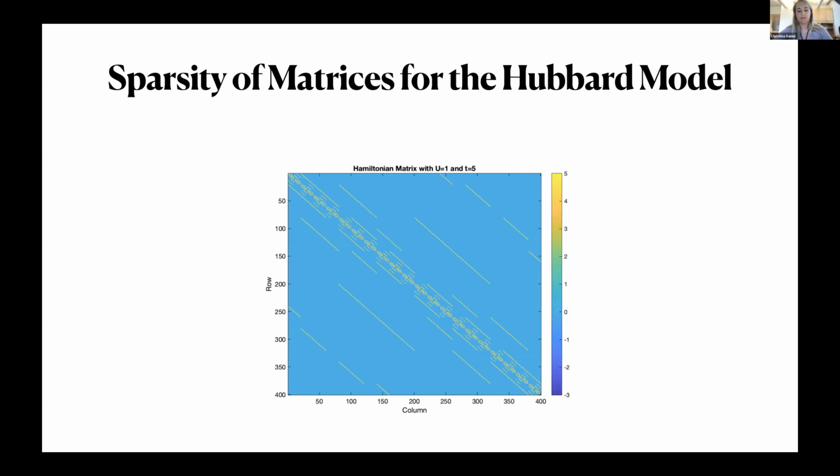Adding these 2 matrices together gives the sparse Hamiltonian matrix for U equals 1 and T equals 5, where U is the interaction strength and T is the hopping parameter for nearest neighbors.